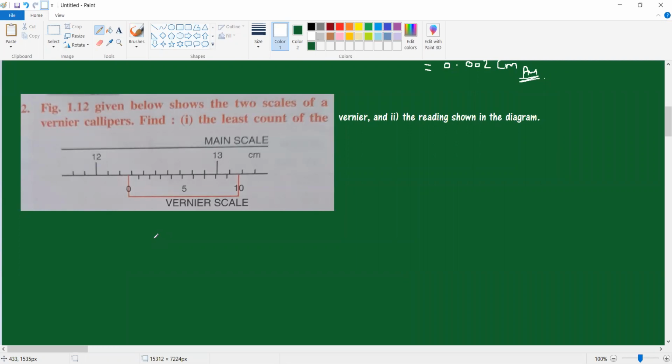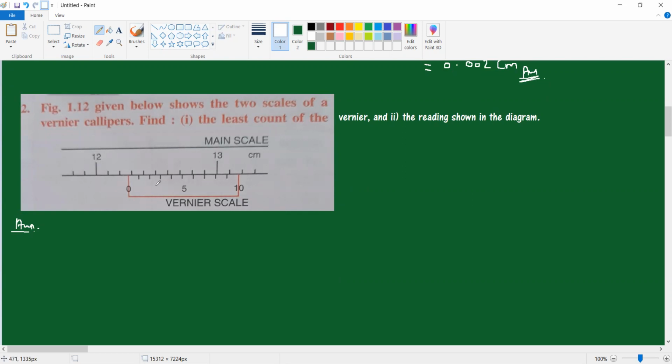In the given figure, two scales of a vernier calipers. Two scales means main scale and vernier scale. Find the least count of the vernier and the reading shown in the diagram. So before it, first, just like example number 1, we have to calculate least count.